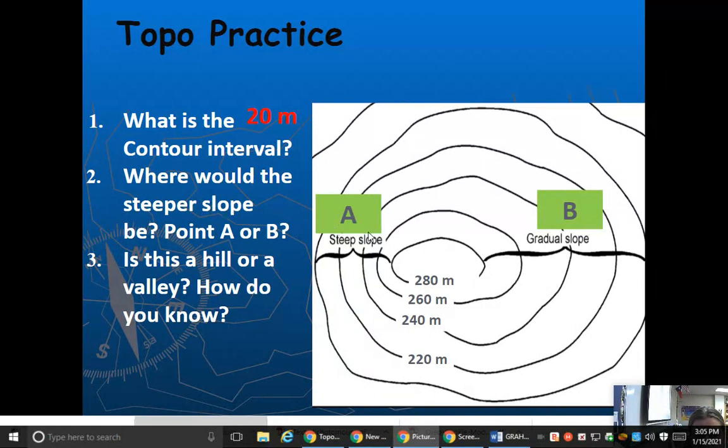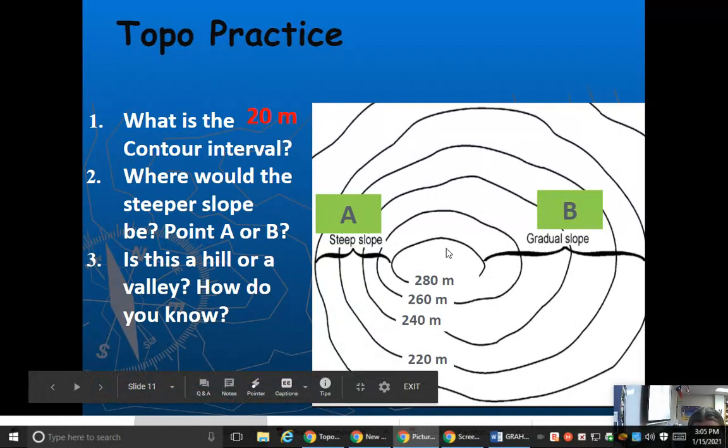Where would the steep slope be? Would it be at point A or point B? So your steep slope is where your contour lines are close together. So if we were to hike up this side of the hill, it would be steep, it would be hard. Point B would have a gradual slope, so it would be easier to hike up this side of the hill. So steep, gradual, when the contours are far apart.